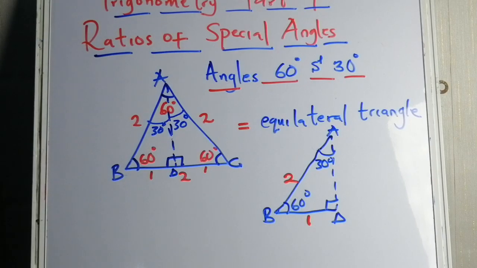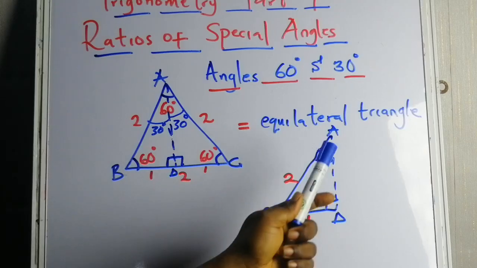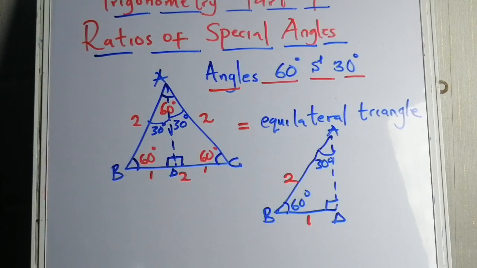This is very simple now. So the question I need to ask myself is, for me to now get my what? Get my AD from Pythagoras theorem. Okay, I can get my AD from Pythagoras theorem. Very simple.